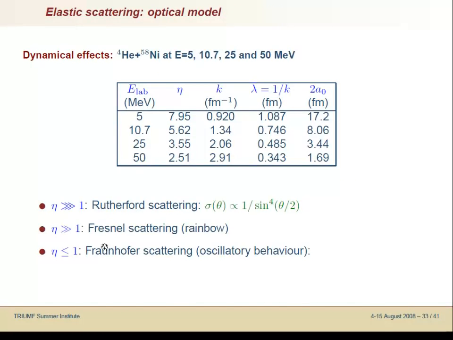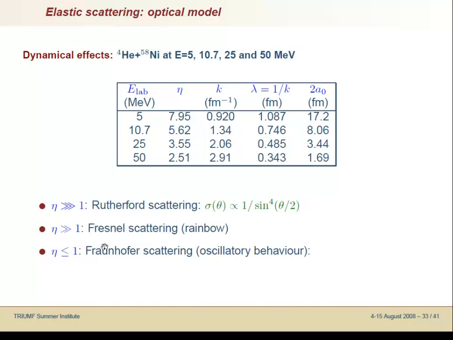So let me show you some results that are the same that Filomena showed before. For this input, I think I had the energy of 10 MeV, but we can easily run the input for different energies and see if what we get is consistent with what we expect. These are some useful kinematical variables for this problem. Changing the incident energy changes this eta parameter, the Sommerfeld parameter, the wave number, the wavelength, and this 2a0 is the distance of closest approach in a head-on collision.